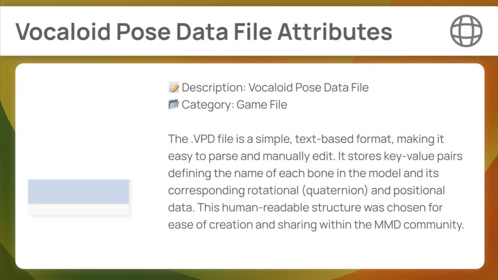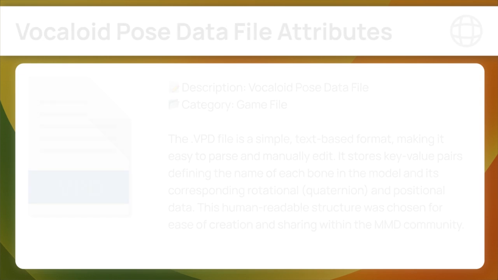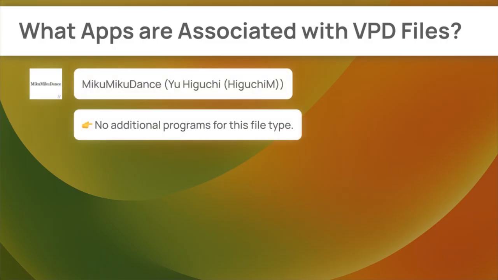The VPD file is a simple text-based format, making it easy to parse and manually edit. It stores key value pairs defining the name of each bone in the model and its corresponding rotational, quaternion, and positional data. This human-readable structure was chosen for ease of creation and sharing within the MMD community. The designated application for the VPD file is MikuMikuDance from Higuchi, HiguchiM.